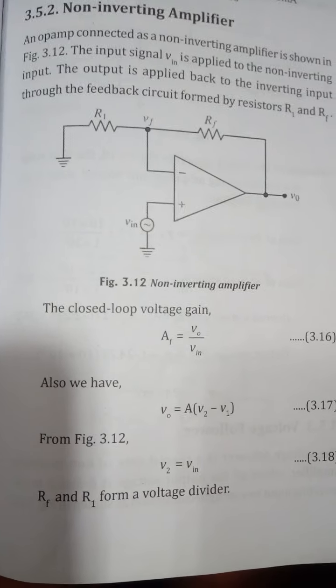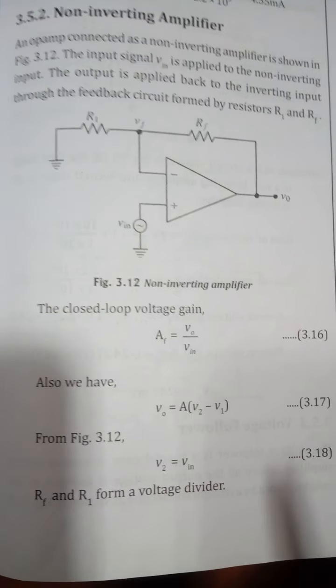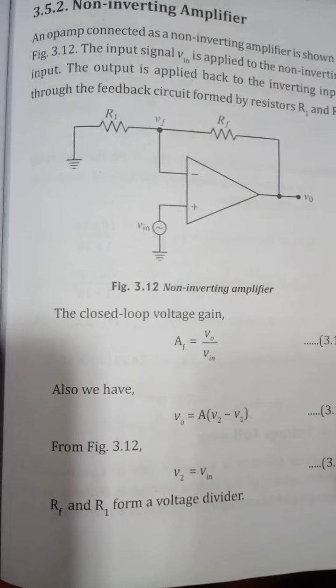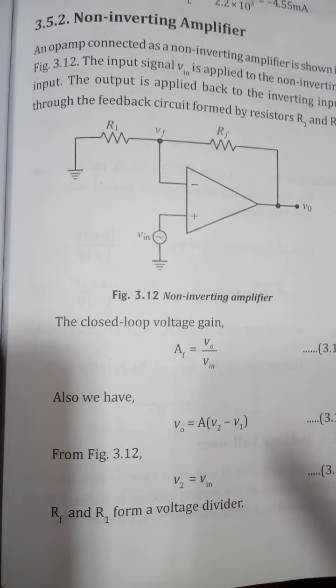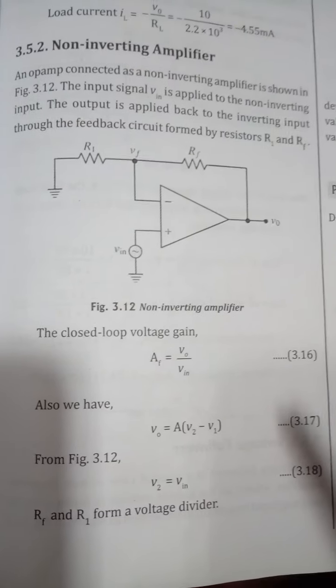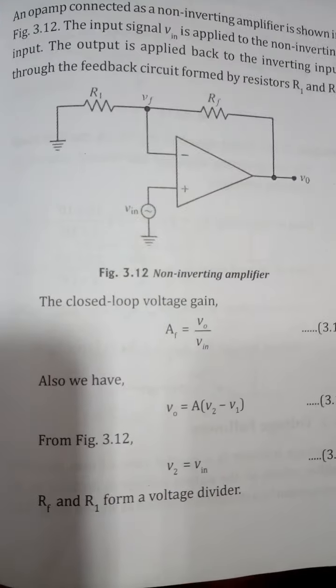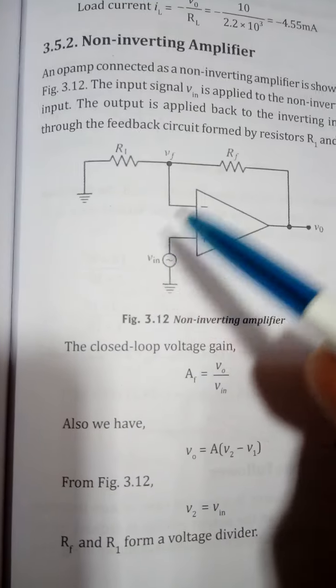And now we will see the non-inverting amplifier. The difference between inverting and non-inverting amplifier is that if you want the op amp to work as an inverting amplifier, you are giving the input to the inverting terminal. Similarly, if you want the op amp to work as a non-inverting amplifier, you have to give the input to the non-inverting terminal, just like this.